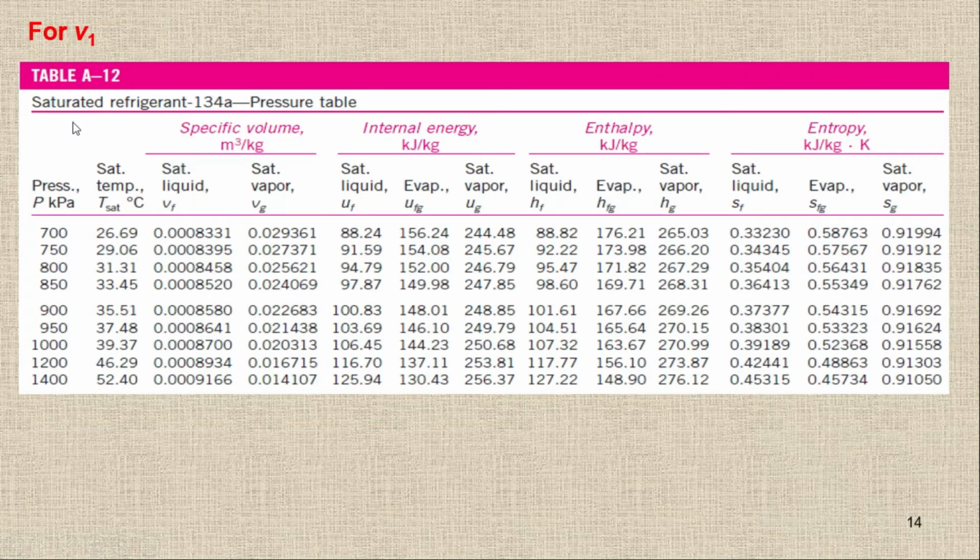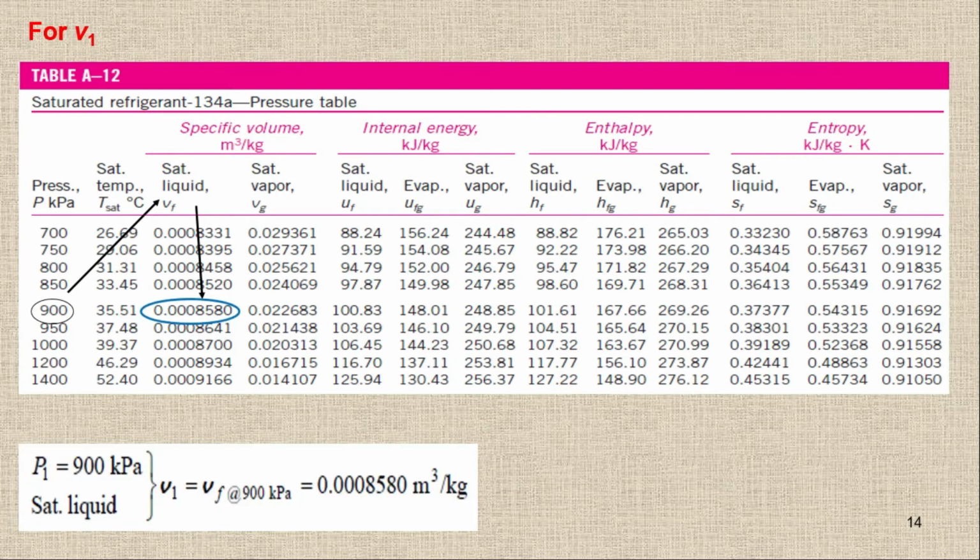So here we have saturated refrigerant R134A pressure table, because pressure is given. So I'm going to use A12, saturated refrigerant 134A. We have 900 kilopascal. So where is 900? This is 900 kilopascal. Now in this case we have saturated liquid. So where is the saturated liquid? We have it. Against 900 kilopascal, the saturated volume is equal to 0.008580 meter cube per kg. So this is our V1.